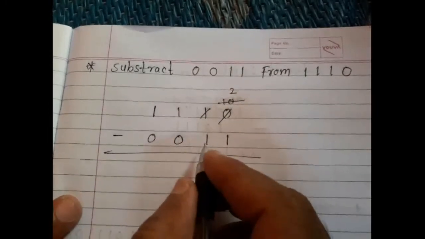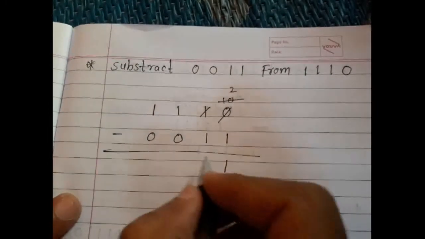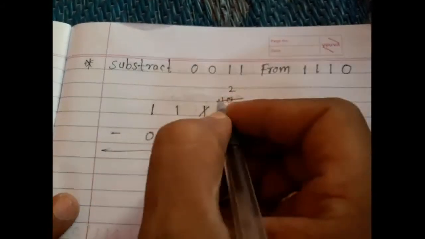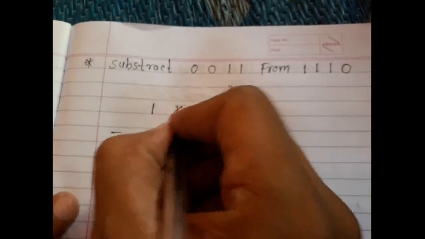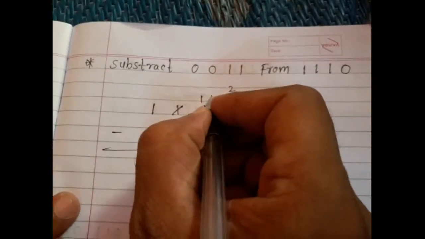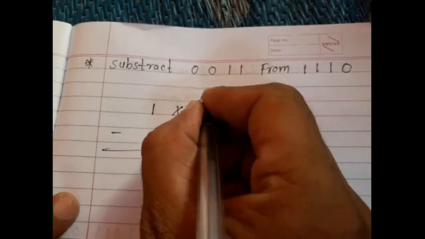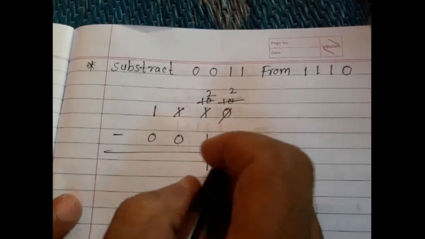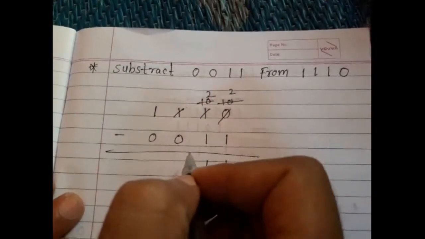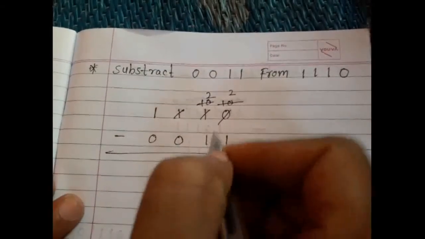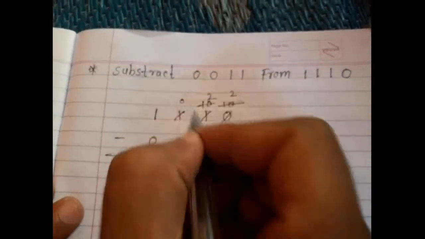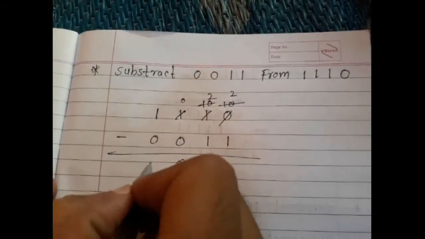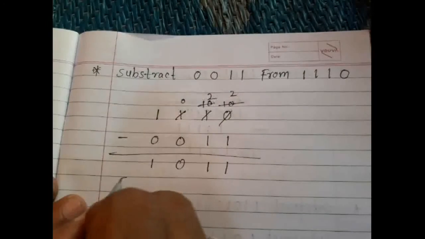Now see here 0, borrow 1 from the right. Also the same thing you have to do here from the right, so it becomes 10. Then you have to take 2 minus 1, 1. Now see here 0, so 0 minus 0 is 0, and here 1 minus 0 it becomes 1. So this is the solution.